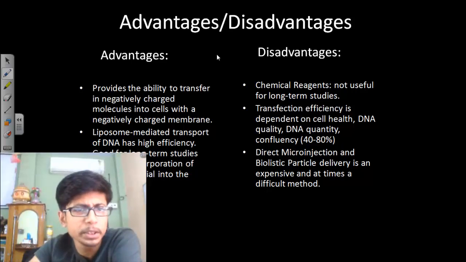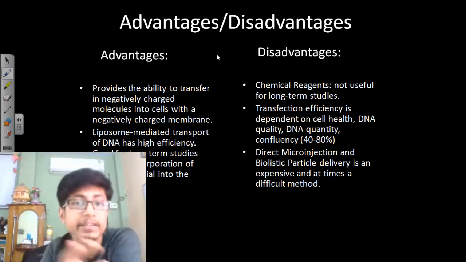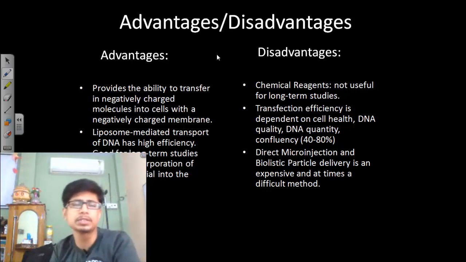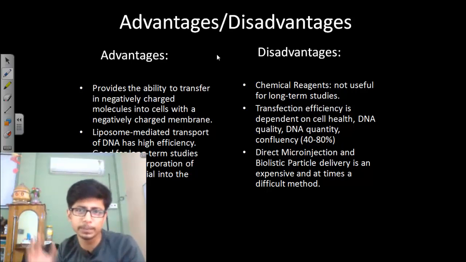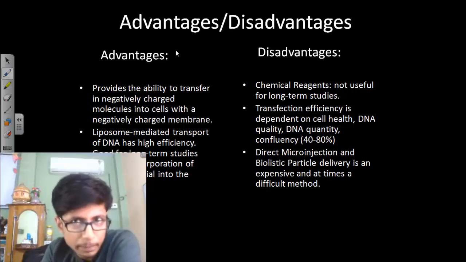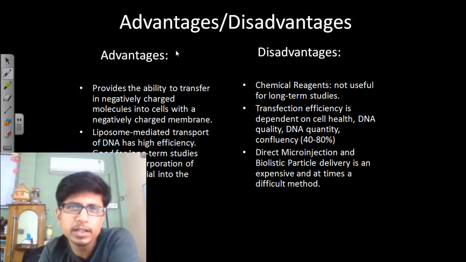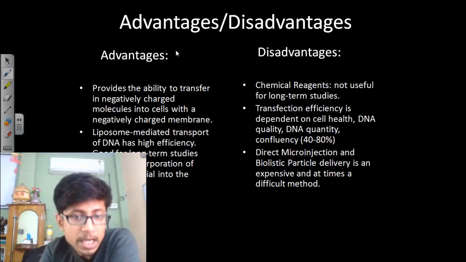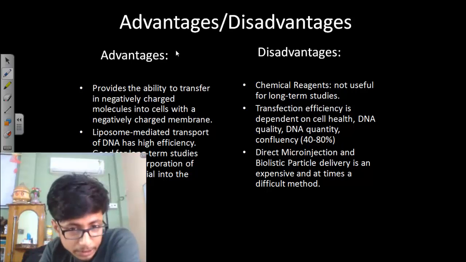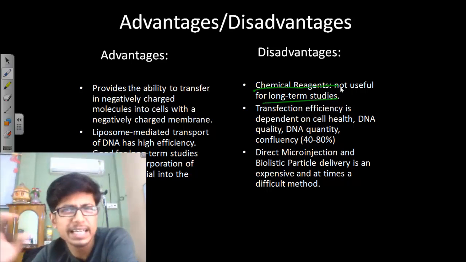The advantage is that it provides the ability to transfer negatively charged DNA through the negatively charged membrane, and that is possible either using a chemical method or using liposome mediated delivery. Liposome mediated transport of DNA has higher efficiency than the chemical mediated delivery, but in this case it's slightly more expensive, and this liposome mediated process is also kind of toxic in certain cases towards the cell. It is very good for long-term studies, right? If you look at the disadvantages, the chemical reagents that we use are not useful for long-term studies, right? It can damage the cell.